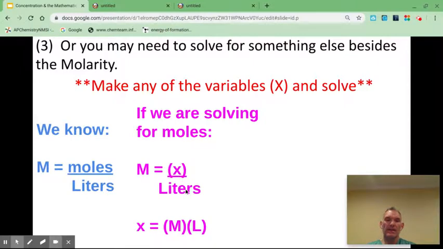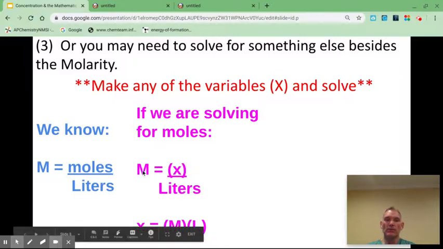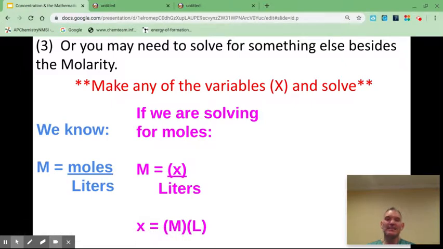And then I have to ask myself, how do I get x by itself? And we know in math, to get x by itself, you always do the opposite mathematical function. So it's divided over here, so I'm going to multiply it across. And that's why x is equal to the molarity times the liters. So that might be something we need to do.